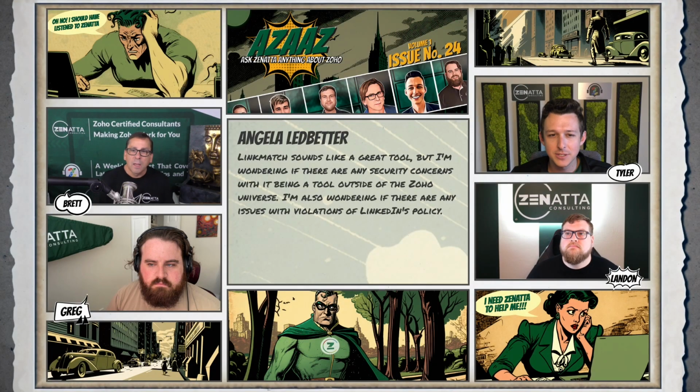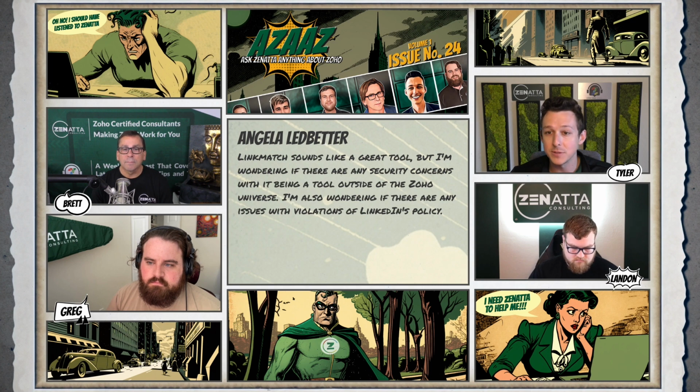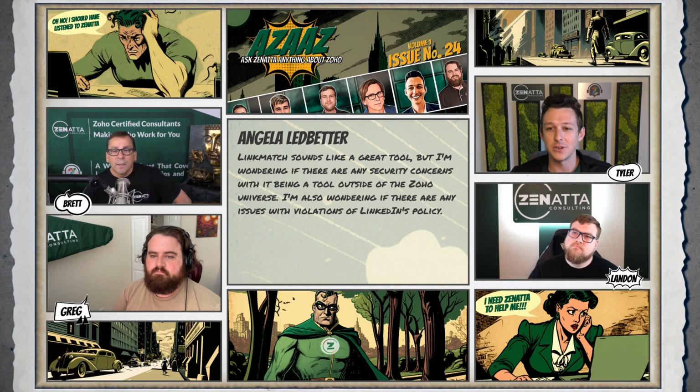So I'll kind of answer this in two steps. Security concerns with it being a tool outside of the Zoho universe: it's only going to have the permissions that you grant it via your individual user license. There is always a risk. I'll put the asterisks on it. You are technically signing into LinkedIn via Link Match and giving them some amount of permissions to interact with the data that you are able to see in LinkedIn. That being said, I'm not expecting any real security issues in connecting those two apps.